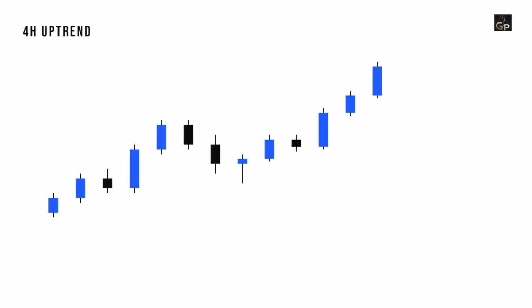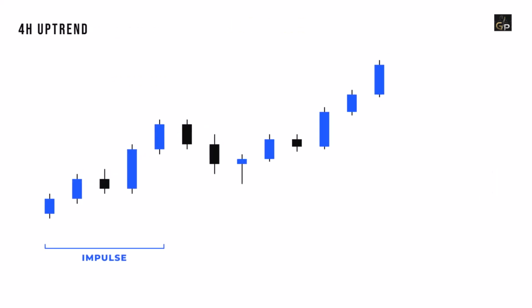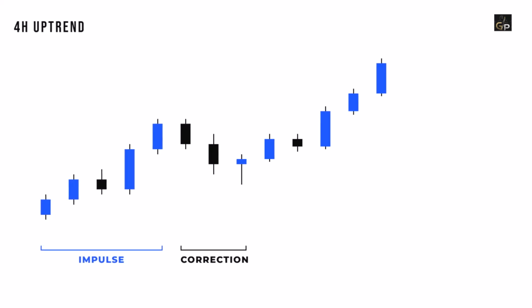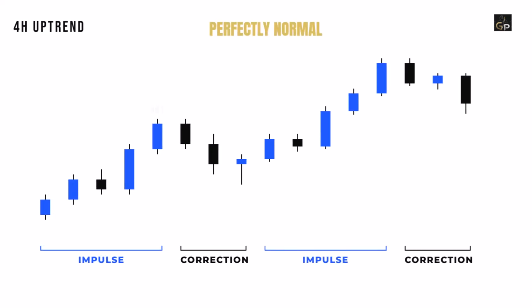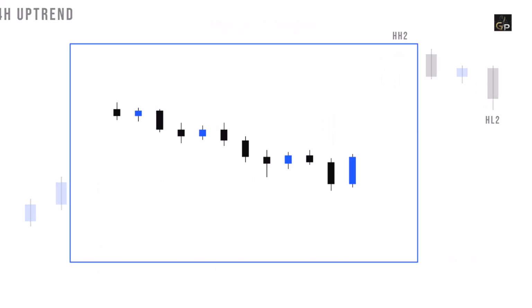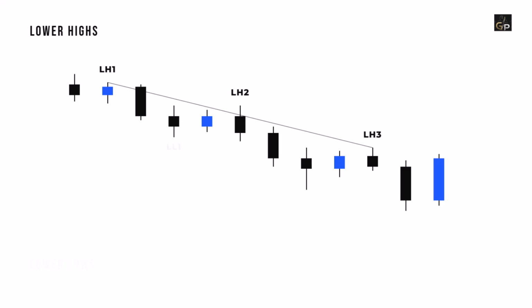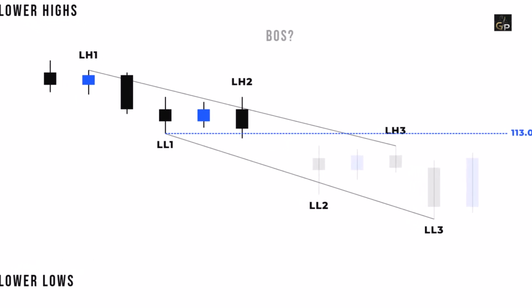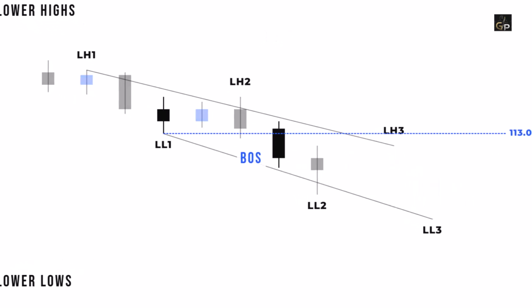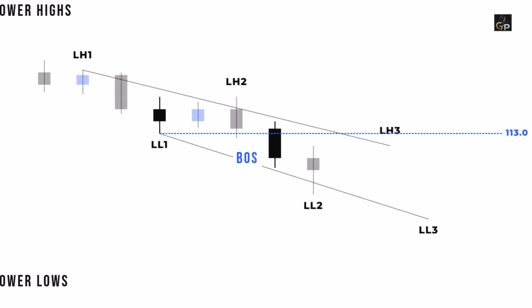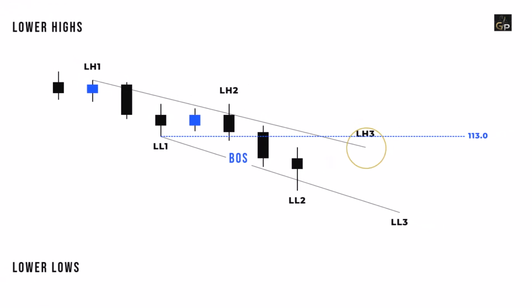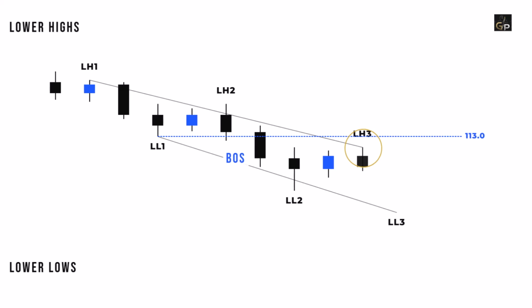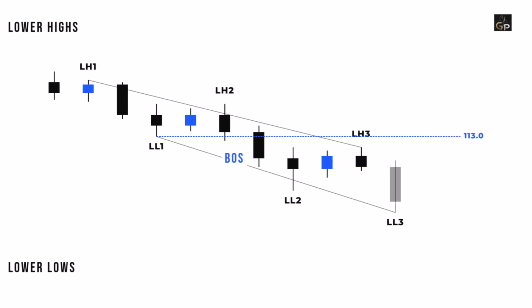Take this 4-hour uptrend. Impulse up, correction down. Impulse up, correction down. Perfectly normal. Now take this correction here, the one in the middle, and drop into it on the 1-hour. Lower highs, lower lows. A break of structure to the downside. That is a downtrend by any definition you want to use. And a 1-hour trader looking at that in isolation would be entirely correct to trade it short and would very likely make money doing so.